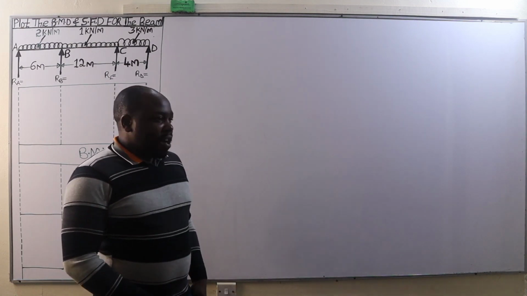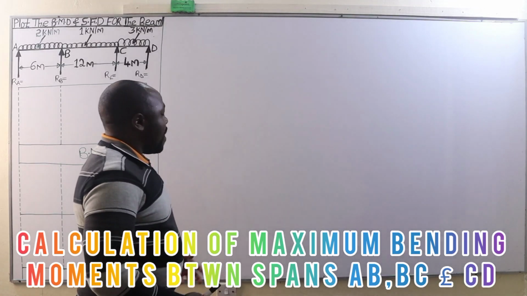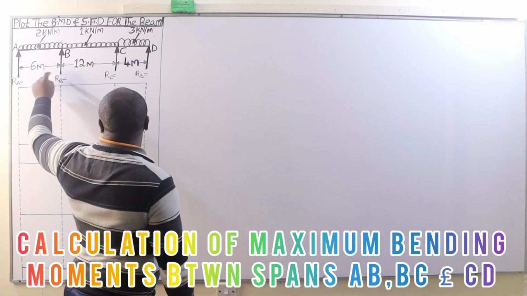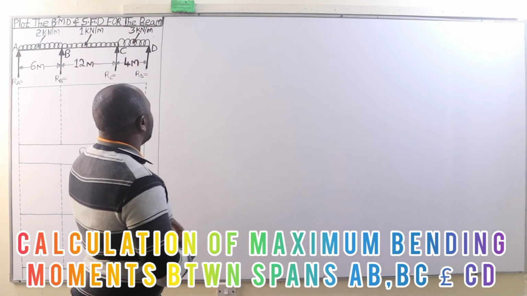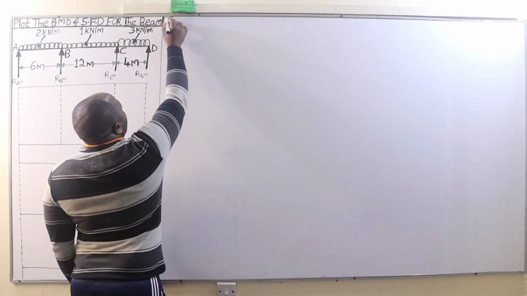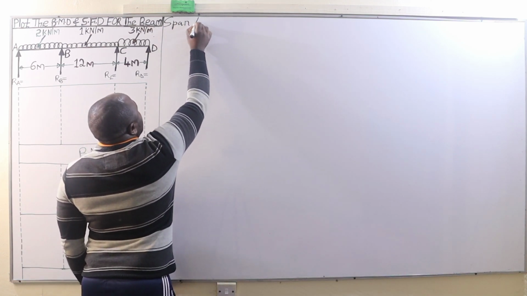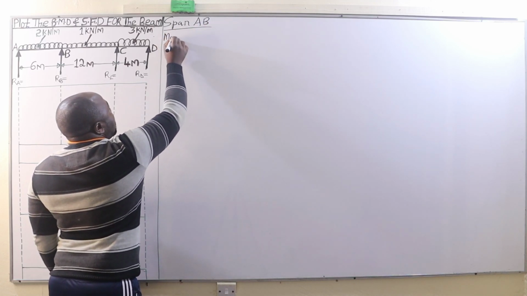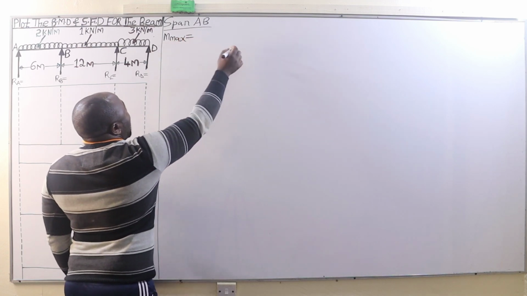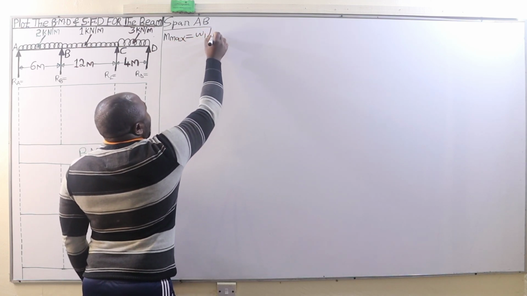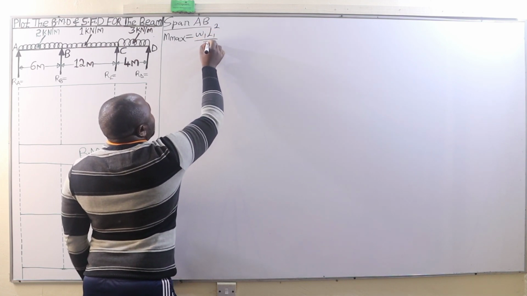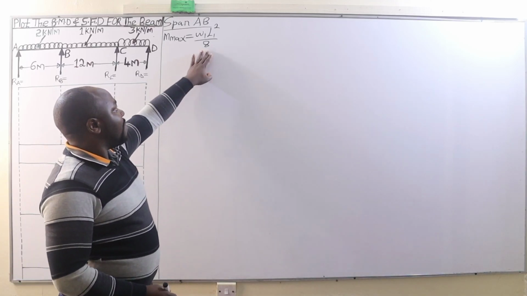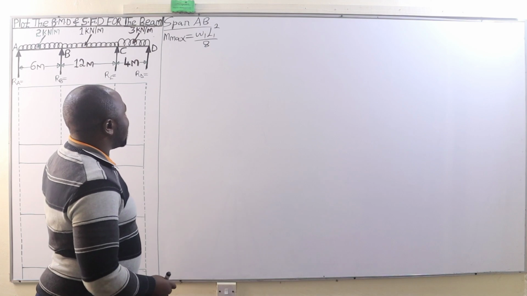as well. Now we are going to begin with calculating the maximum bending moments at every single span. So we have span AB, span BC, as well as span C to D. So we are going to begin with span AB. So for span AB, the maximum bending moment will be given by W1 L1 squared divided by 8, since that span is loaded with a UDL, and that's the formula of getting the maximum bending moment between that span.